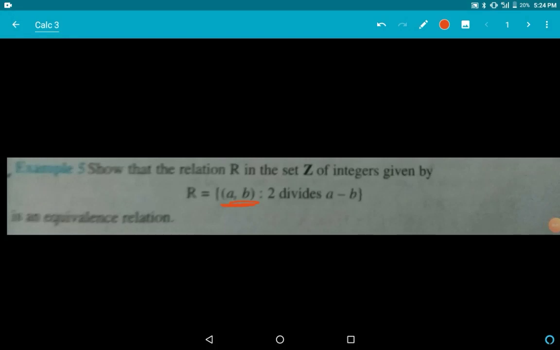So last day's sum was this: show that the relation R in the set Z of integers given by this is an equivalence relation. So today we'll do equivalence classes, and for equivalence classes this question is very important.